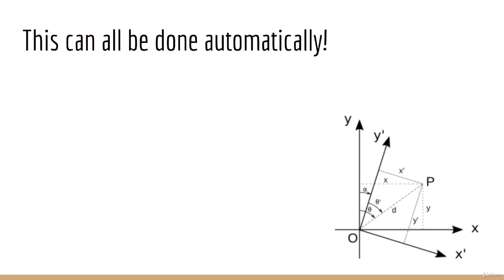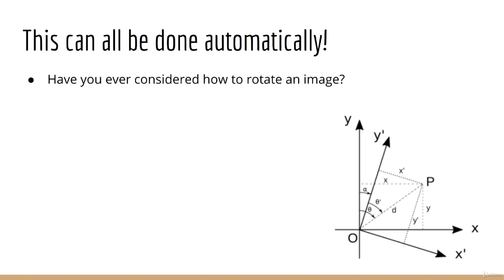Luckily, none of this work is work you have to do yourself. Have you ever considered how to rotate an image? Well, it's not as straightforward as it sounds. Instead, we can use the Torch Vision API to do all this work for us.